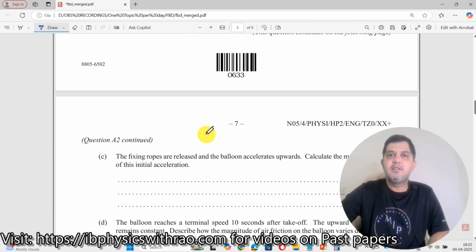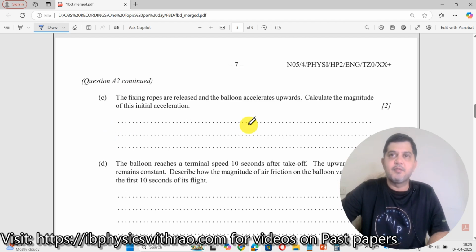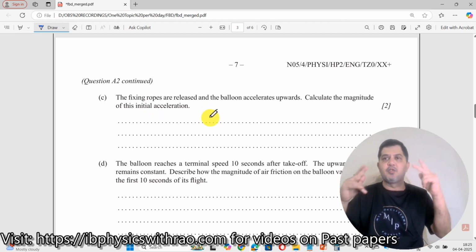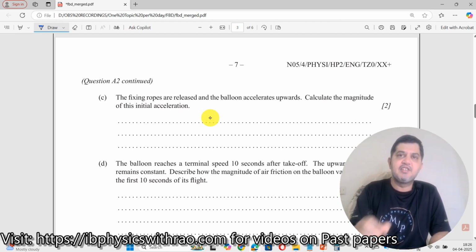Okay. Let us move on to the next one. Okay, this is a continuation. Of course, this question is taken from November 2005. Then the fixed ropes are released and the balloon accelerates upwards. Now what do you do? You cut the ropes, right? And as a result of it, it moves upwards. Calculate the magnitude of the initial acceleration.